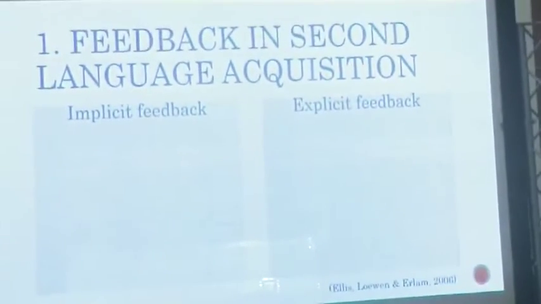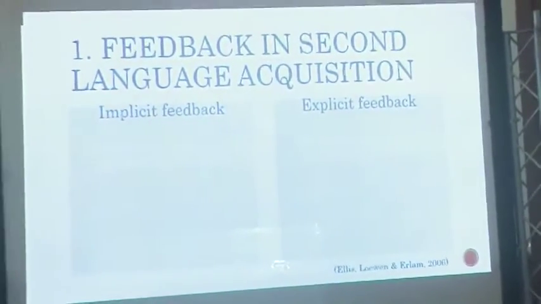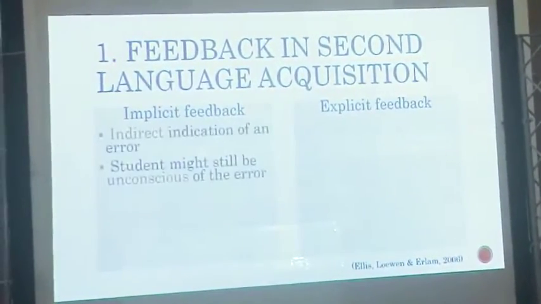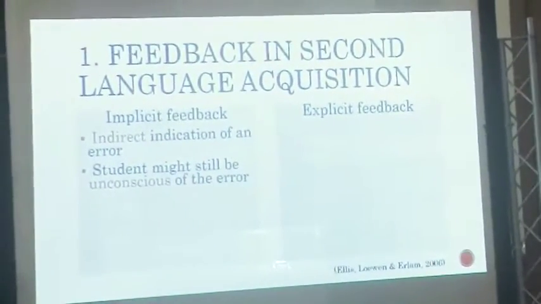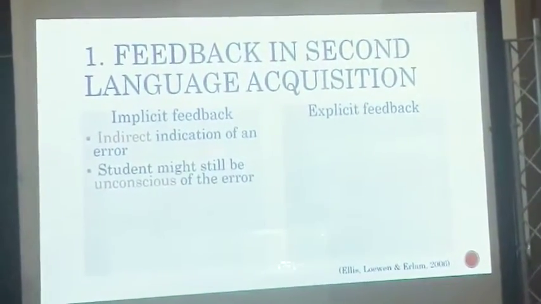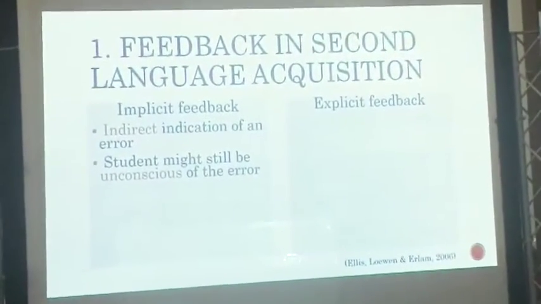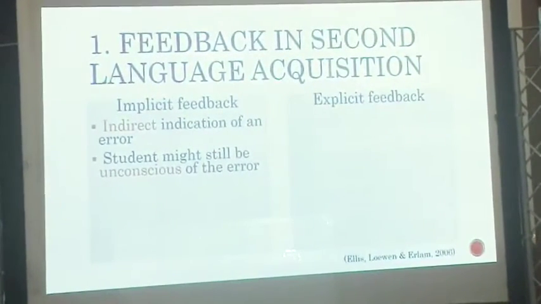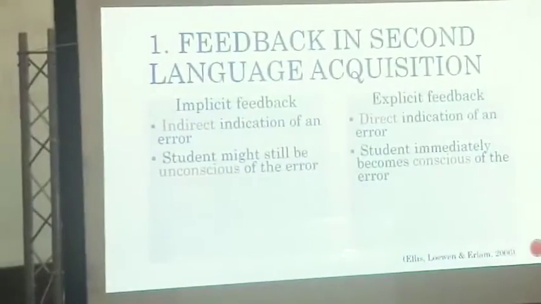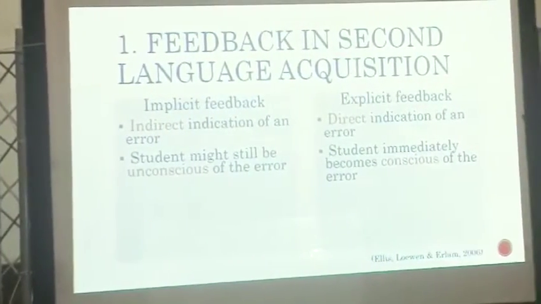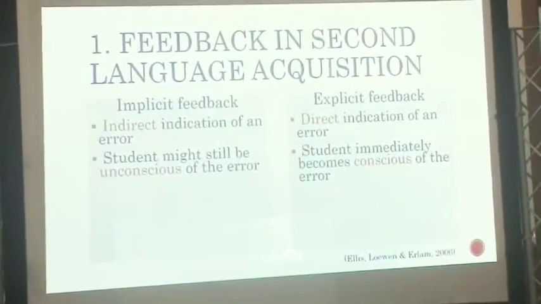when it comes to feedback and second language acquisition, we're mainly concerned with two types, namely implicit feedback and explicit feedback. So what is implicit feedback? Implicit feedback is the inadvertent indication that an error has been made. And even after giving the student feedback, the student might not know exactly what that error is. This is in contrast to explicit feedback, which is a direct indication that this is a mistake and you have made an error, and the student becomes immediately aware of what that error is.